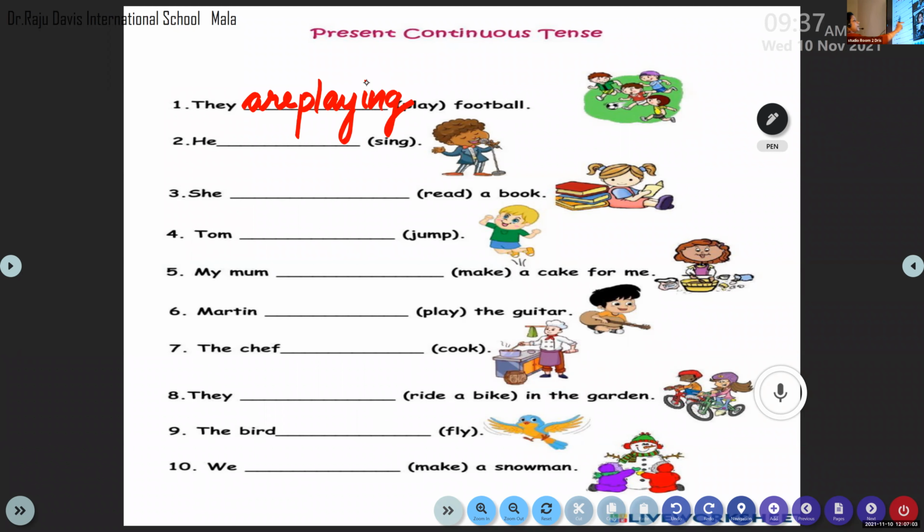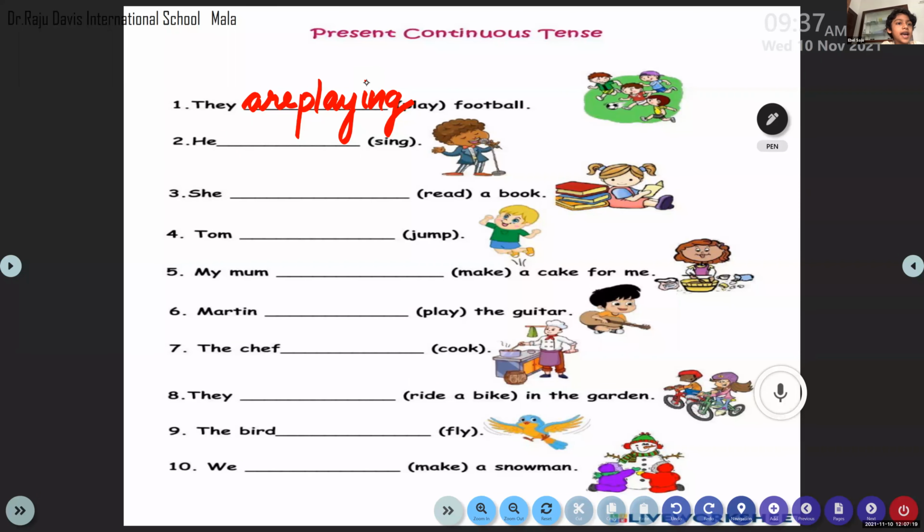Now let's begin. Abel, come on, do the second question for me. All the others, you can write your answers in your rough book. And if your answers are right, you can put a tick mark against it.